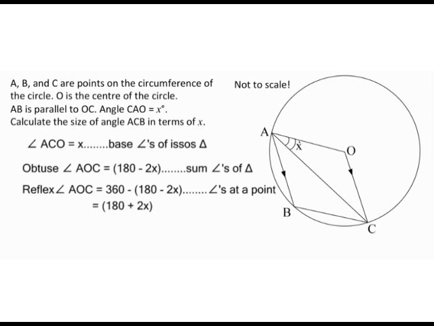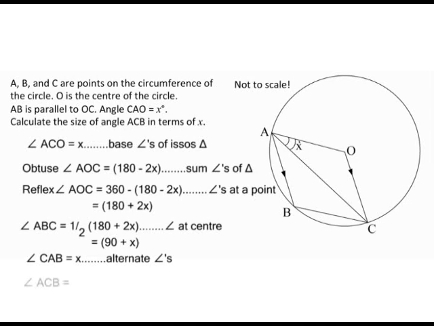Now, the chord AC has subtended the reflex angle AOC, the outside angle, at the center. And the same chord has subtended the angle ABC on the circumference. The angle at the circumference is half that at the center. And so we have a half times 180 plus 2x, and that gives us 90 plus x. The next thing we see is the pair of parallel lines. This angle x here is alternate to angle CAB, so they are equal.